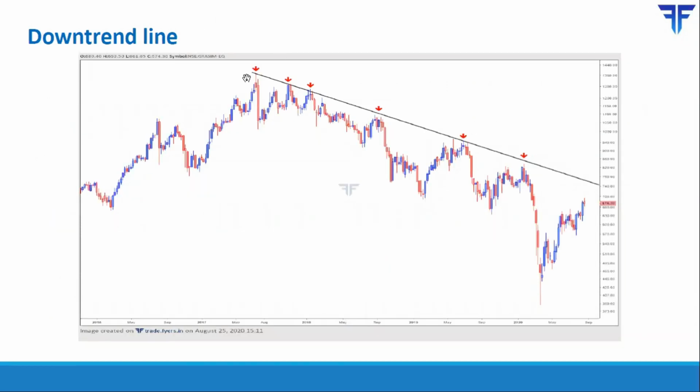So this is how you connect a downtrend line. In order to draw a downtrend line, all you need is two successive swing highs. So over here, if you see, this is the highest point, and then this is the first swing high. Once you have two highs in place, you could plot a downtrend line by connecting those two highs and projecting the trend line to the right.